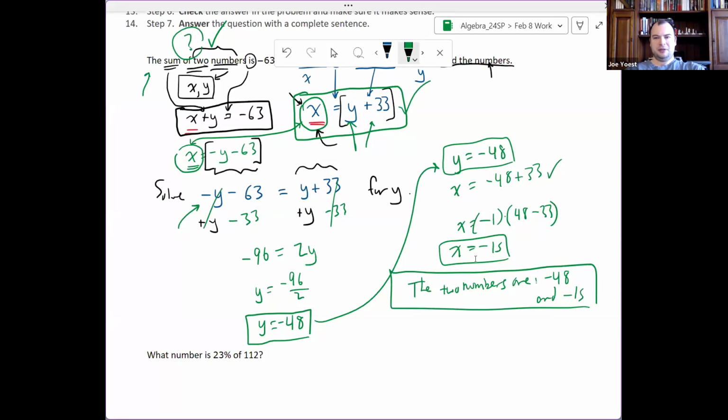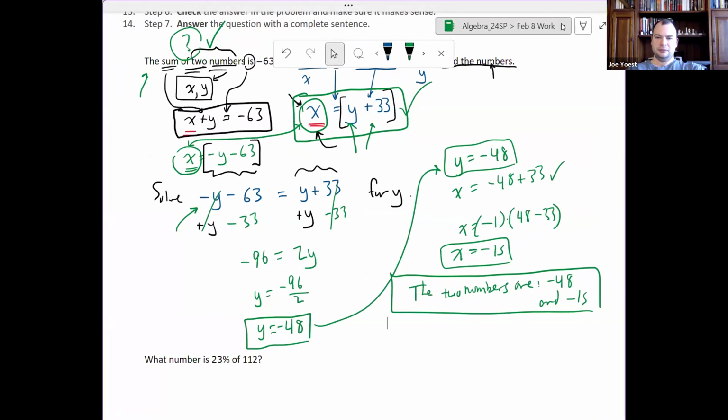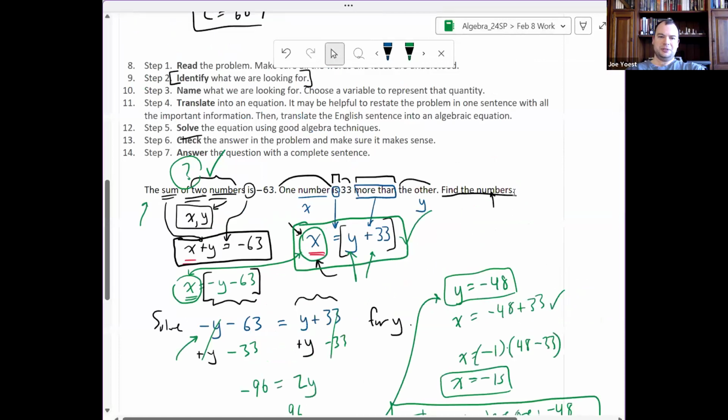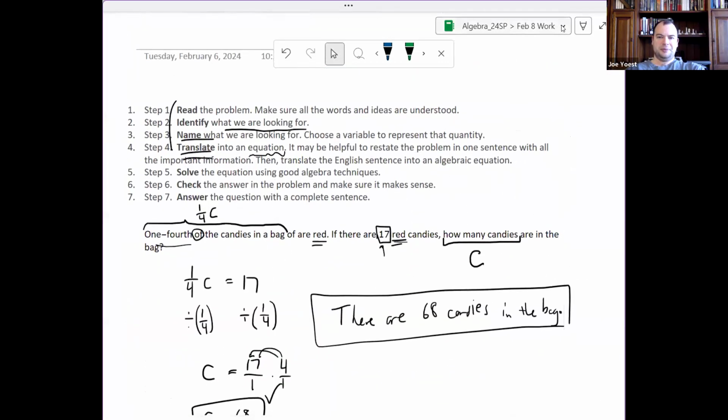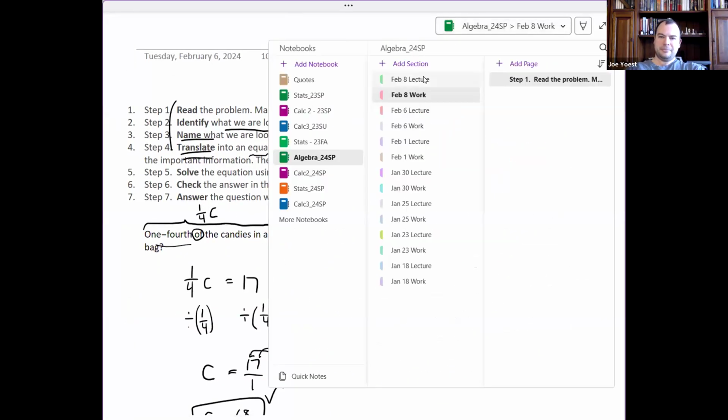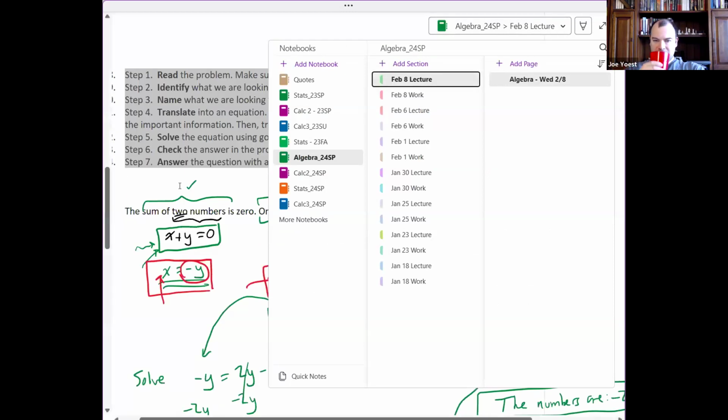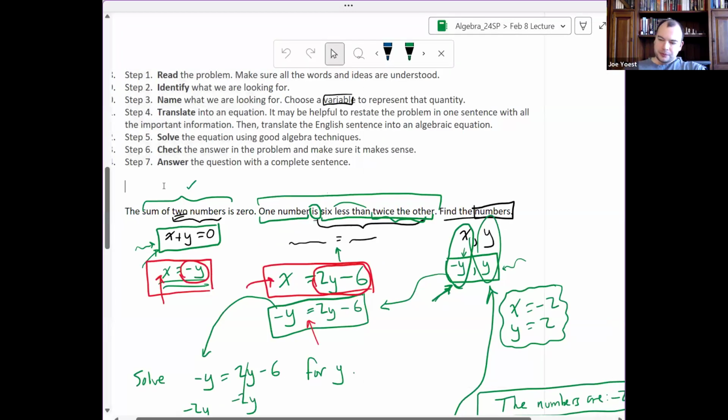Are there any questions on 3.1? Any questions on either of these two problems or on this topic? Okay.